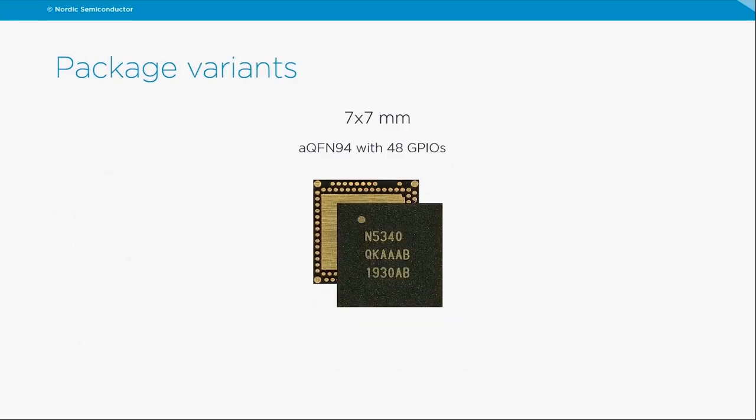Initially, this device will come in one package, 7x7mm. It's an AQFN94 package with 48 GPIOs. As I mentioned, we will also come with a CSP package. Details on that later.